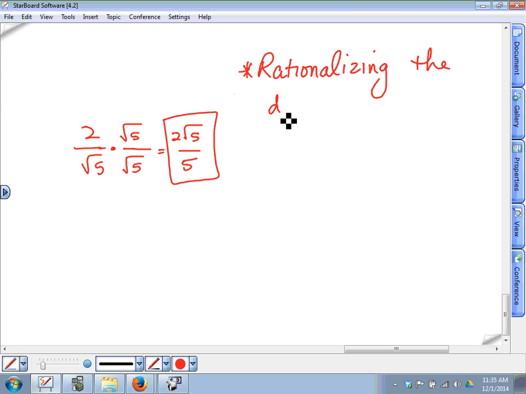Rationalizing the denominator. You need to write this down. Rationalizing the denominator. All it really means is you get rid of roots in the bottom of a fraction. And it doesn't apply just to square roots, it's any type of root.